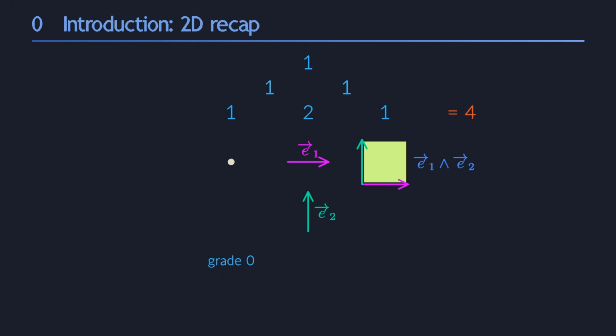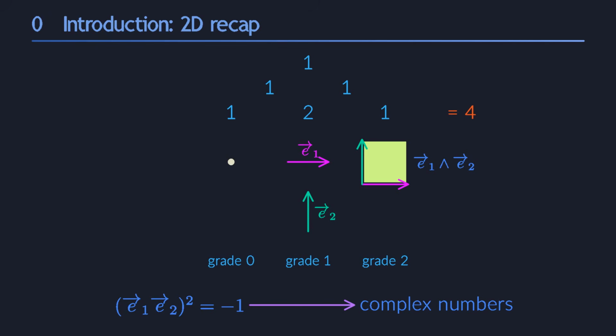Real numbers have grade 0, vectors have grade 1, and bivectors have grade 2 because they are constructed by wedging two vectors together. We discovered that the unit bivector squares to -1, and that it serves as the imaginary unit for a complex number system that consists of the even-graded elements. In other words, each complex number has a grade 0 real part and a grade 2 imaginary or bivector part.